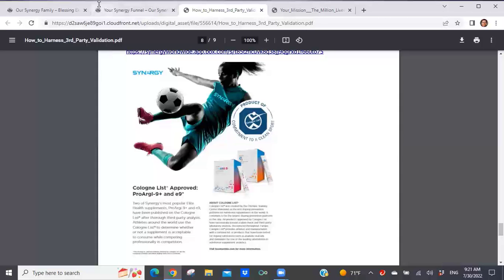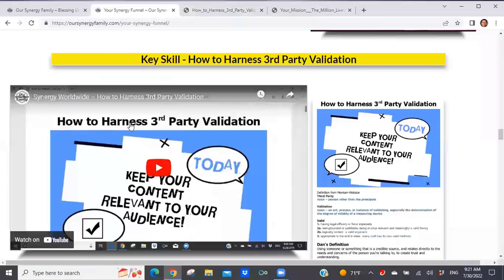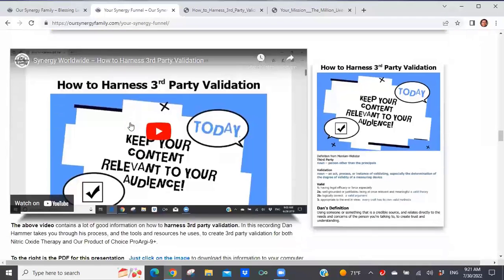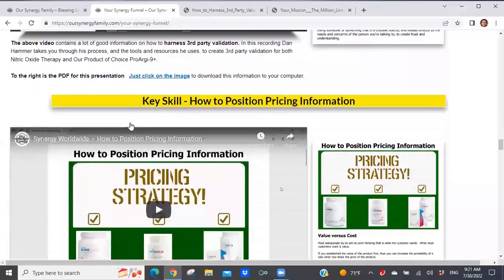So you've got all this information in this one little PDF to help you understand third-party validation and how important it is in moving people down through your funnel, so that you can, again, get them to make that decision to buy the product or join you in the Synergy business.